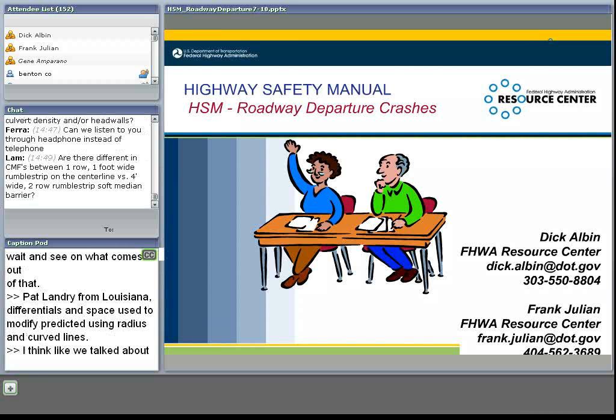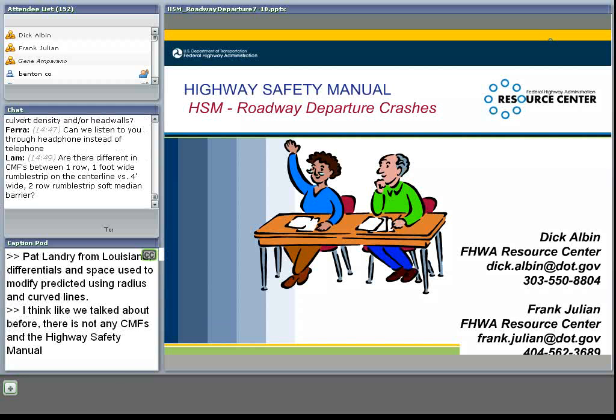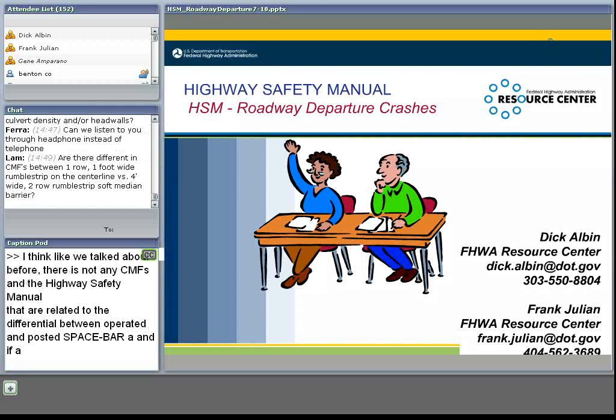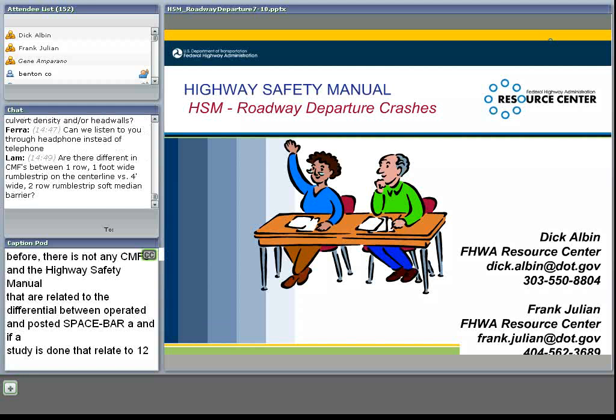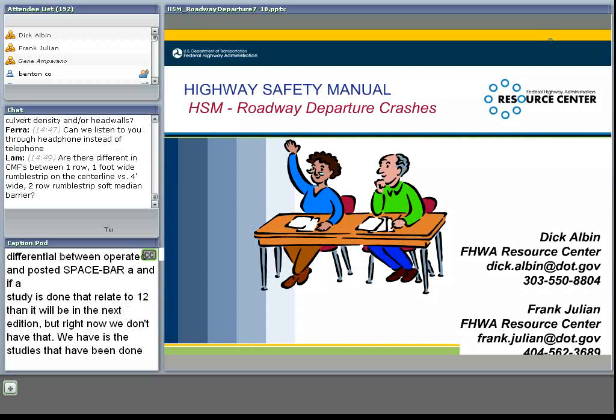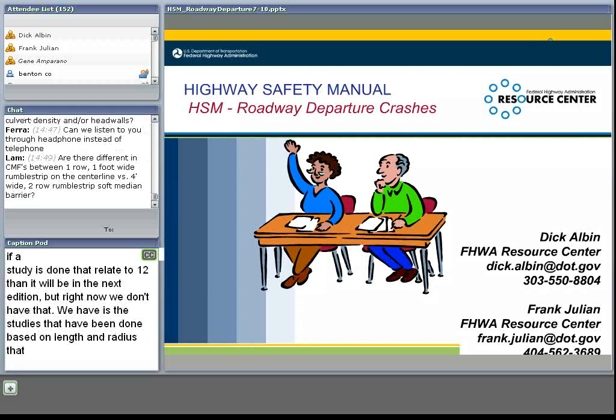Well, I think it's just like we talked about before. There aren't any CMFs in the Highway Safety Manual that are related to the differentials between operating speeds and posted speeds. We just don't have that in there. If a great study is done that really relates it well, then maybe that'll be in the next edition. But right now we don't have that. What we do have is the studies that have been done that are based on length and radius, and that's just what we have at this point.